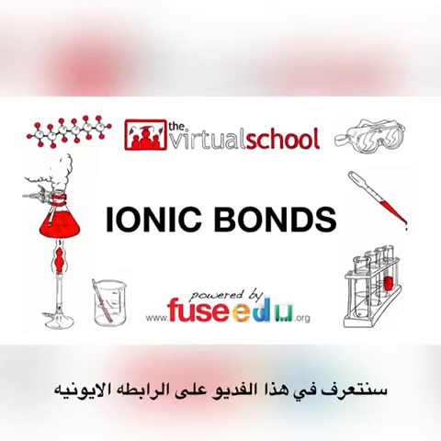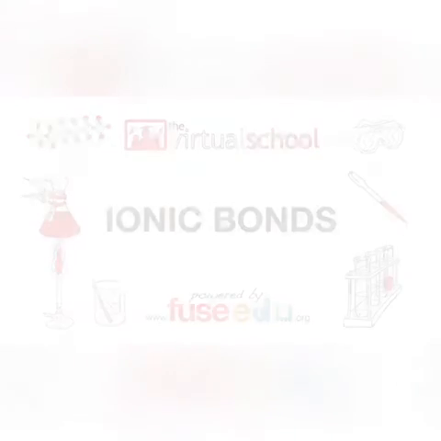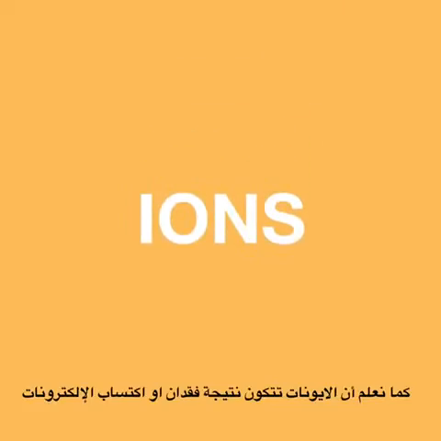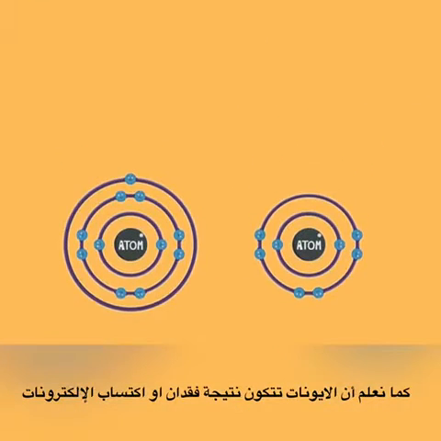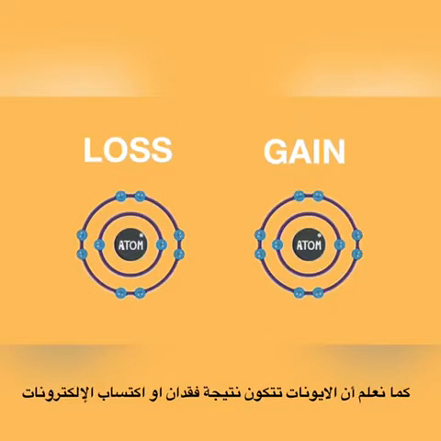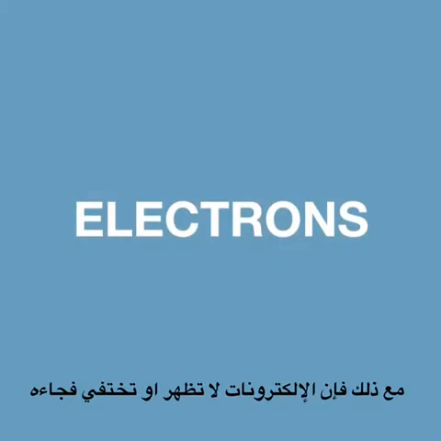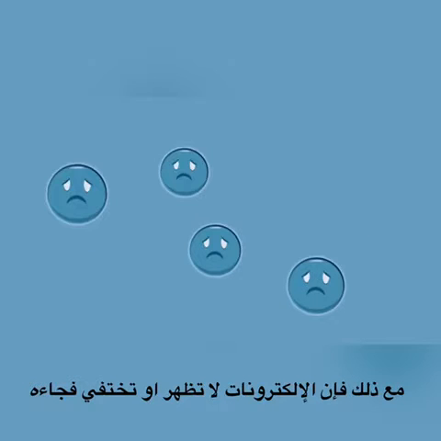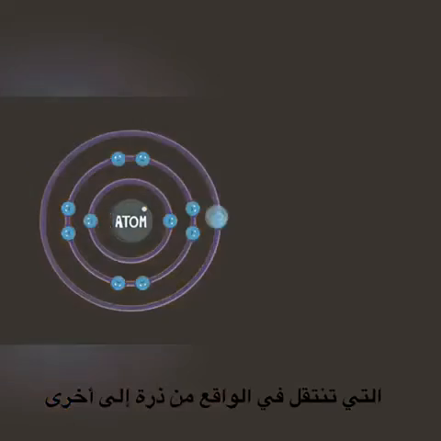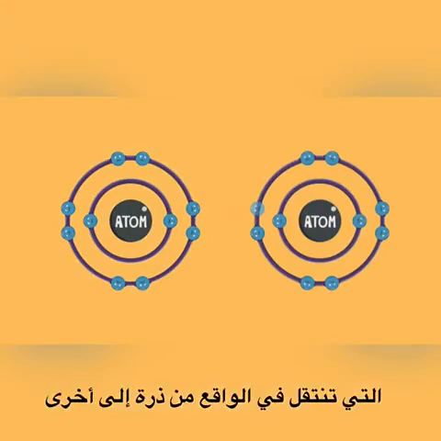We will learn about ionic bonds. Ions, as you already know, are formed from the loss or gain of electrons. Electrons, however, do not suddenly appear or disappear. They are, in fact, transferred from one atom to another.